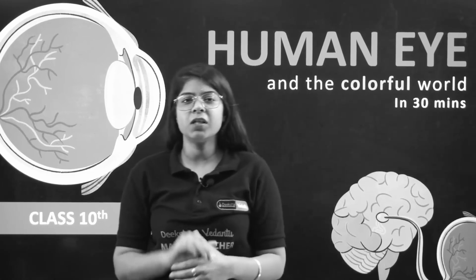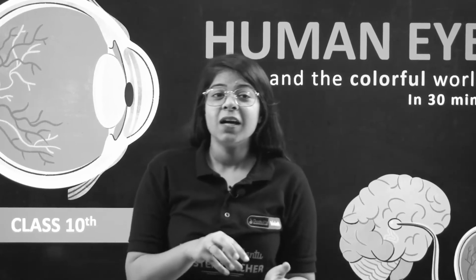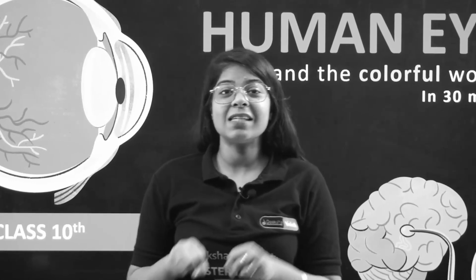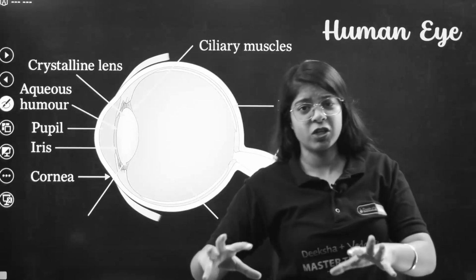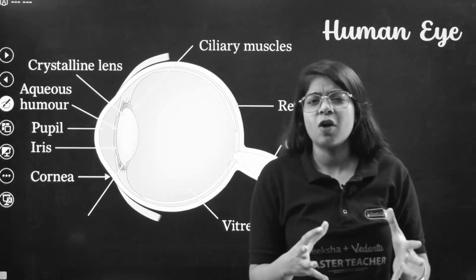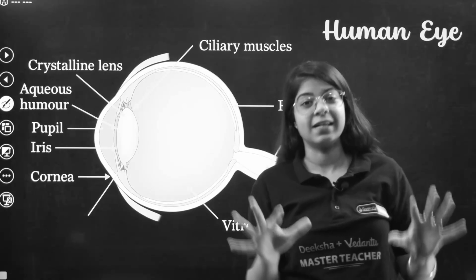This chapter is important, but what students do mistake is take this chapter really lightly. So do not take this chapter lightly at all. How we see that world, how exactly light enters into our eye, if one of the parts is not functioning right, it will be a very tricky job for us to see the world as it is.